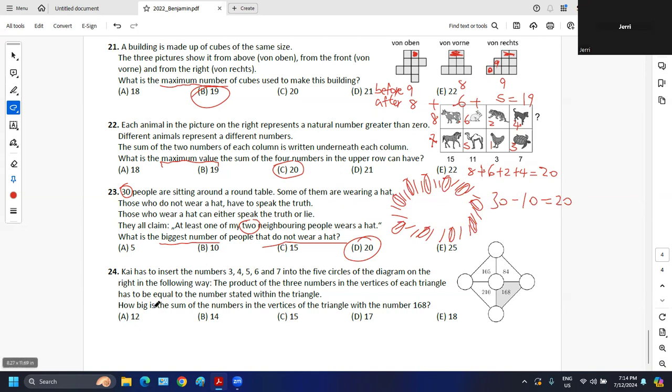Question number 24. Gad has to insert the numbers 3, 4, 5, 6, and 7 into the 5 circles of the diagram on the right, in the following way: the product of the 3 numbers in the vertices of each triangle is given. How big is the sum of the numbers in the vertices of the triangle with number 148?